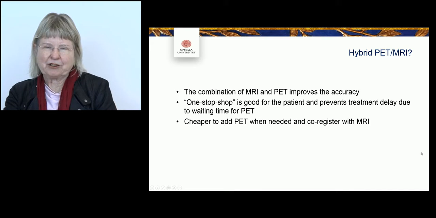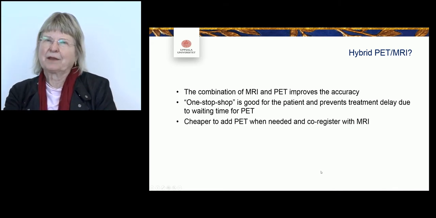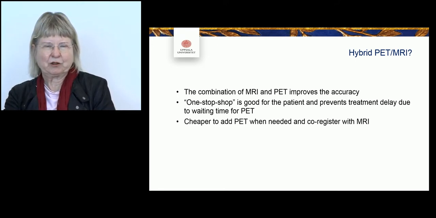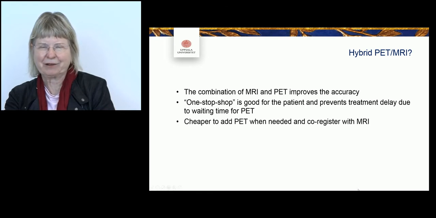So we think this was a combination, previously reactive changes and now also recurrent tumor. So the combination of MRI and PET could improve the accuracy, but of course if you have a hybrid PET-MR scanner, a one-stop shop is good for the patient and prevents treatment delay due to the waiting time from MRI to PET. But it is of course cheaper to add PET when needed and then co-register with MRI, because you don't need PET in all cases, but PET is a really useful tool when you are uncertain about the differential diagnosis.